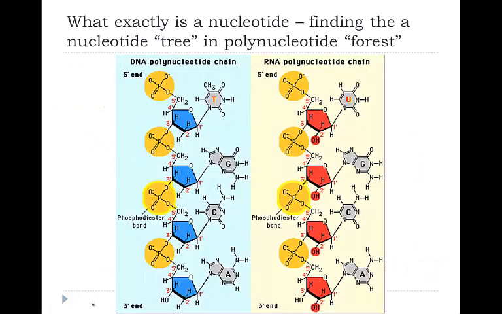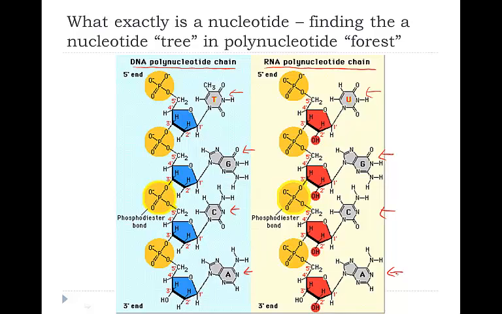Now, one of the key components that students get confused about is determining what exactly is a nucleotide. They have a little bit of difficulty finding the nucleotide trees and the polynucleotide forest. So I've pulled up an image that shows a DNA polynucleotide chain, or nucleic acid, and an RNA polynucleotide chain, or a nucleic acid. Now, if we look here, we can see we've got thymine, guanine, cytosine, and adenine, uracil, guanine, cytosine, and adenine. Now, what I just drew an arrow at, though, is not the nucleotide. That is the nitrogenous base, which is one of three components that, when bonded together, make up a nucleotide.